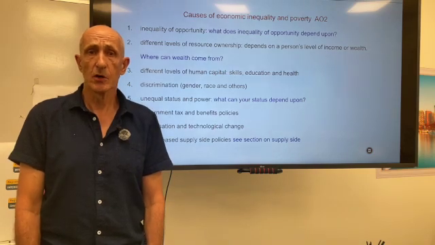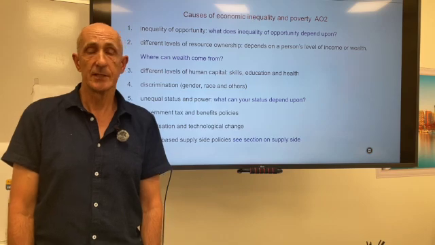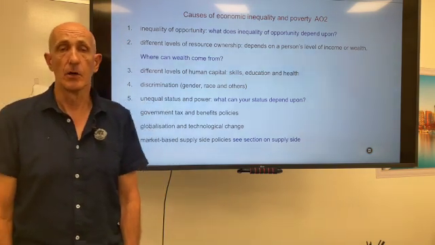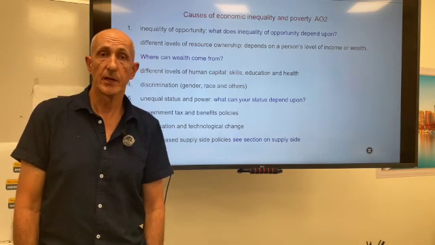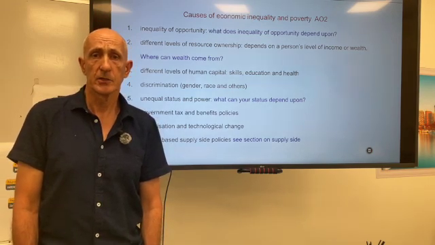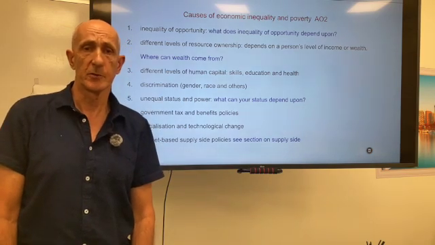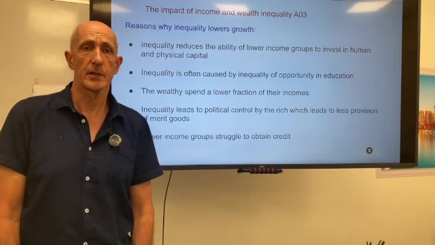There are lots of causes of inequality and poverty. There are 8 listed here. These are AO2s. It would be an explain question on paper 1, for example. You can see what's listed there. A couple of questions in blue are additional things for you to think about when we talk about, for example, inequality of opportunity. What does it depend upon? We want to dig a little bit deeper into that.